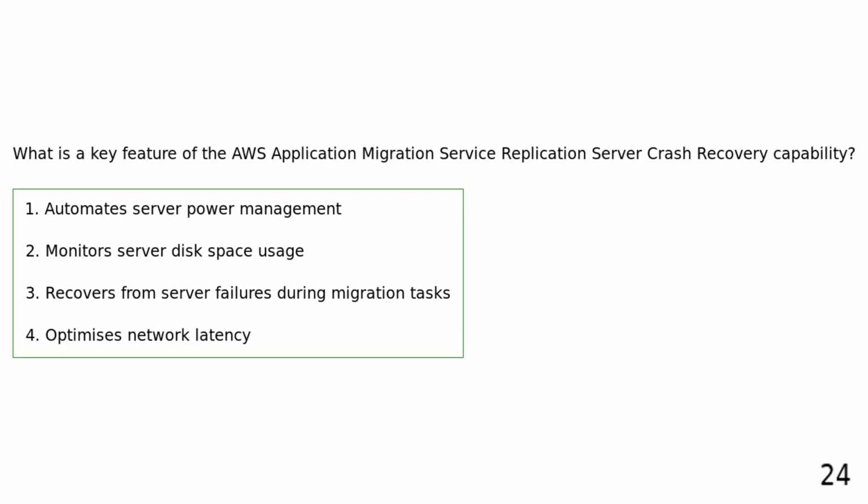What is a key feature of the AWS Application Migration Service Replication Server crash recovery capability? Automates server power management. Monitors server disk space usage. Recovers from server failures during migration tasks. Optimizes network latency.